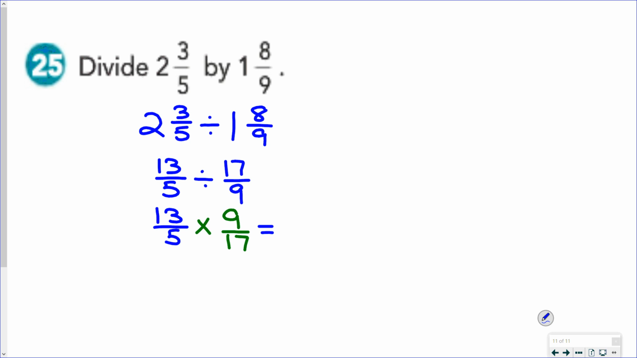Unfortunately, there's no simplifying I can do, so I would need to take 13 times 9, which is 117, 5 times 17, which is 85. 85 goes into 117 one time. 117 minus 85 is 32, so my answer is 1 32/85. And there's today's lesson.